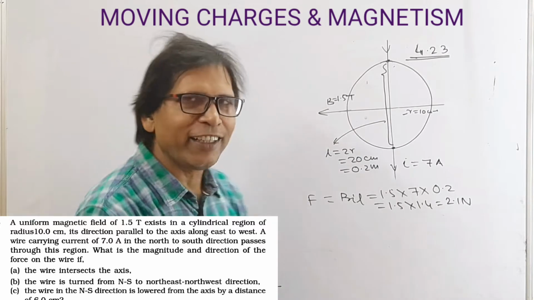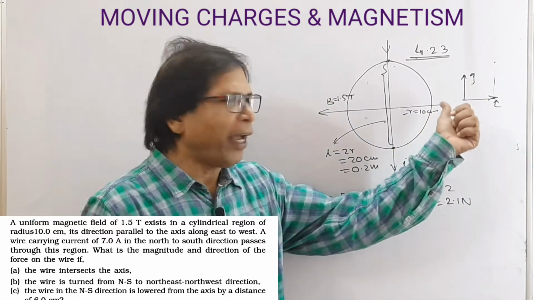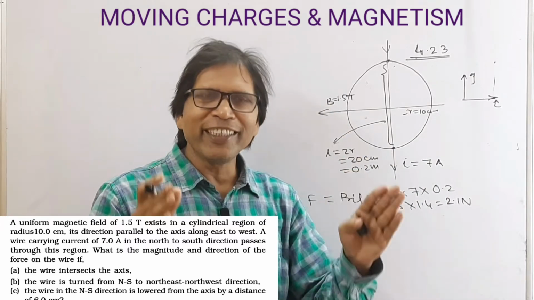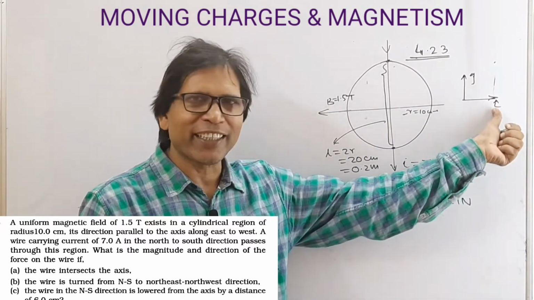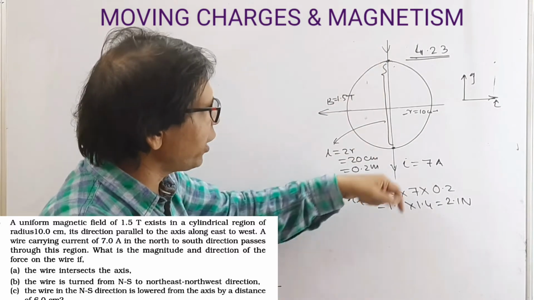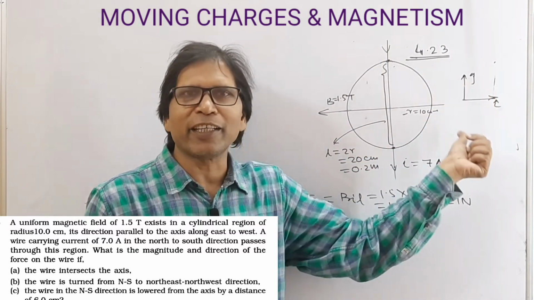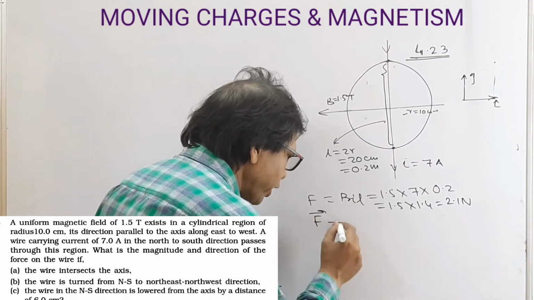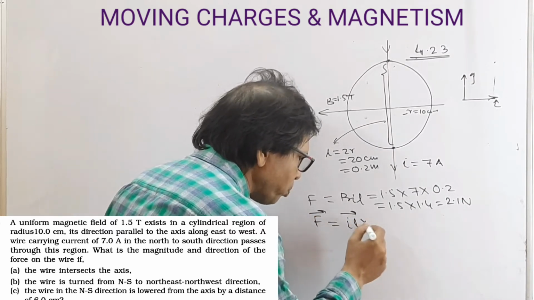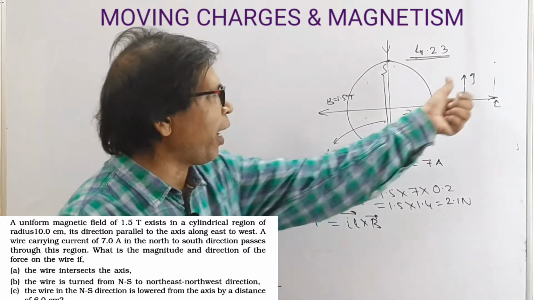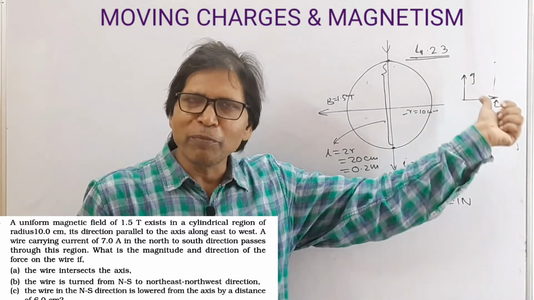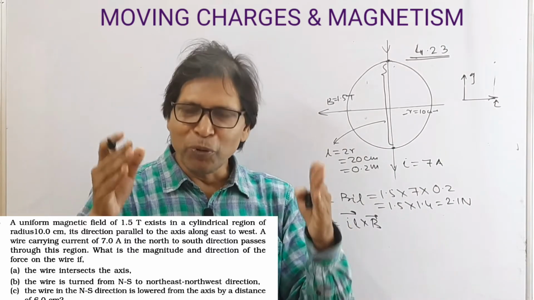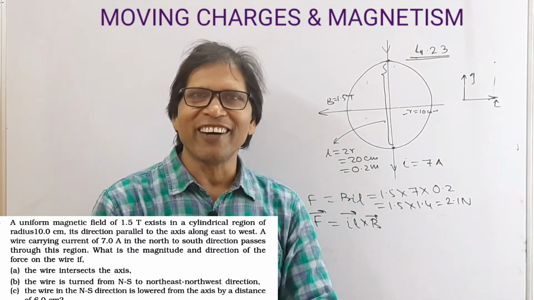Now what is the direction? As the magnetic field is directed from east to west, this is the minus i cap vector. Current from this to this direction, so this is the minus j cap vector. So the F vector is equal to I L vector cross B vector. So minus j cap cross minus i cap. So this is minus k cap. So force is vertically downward.